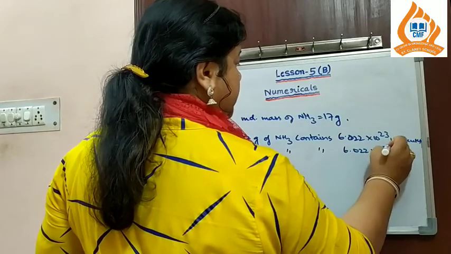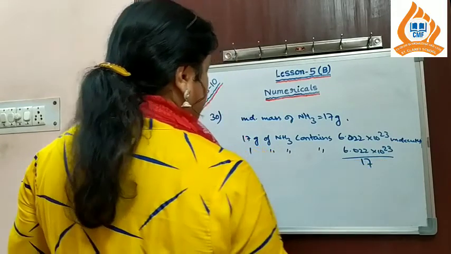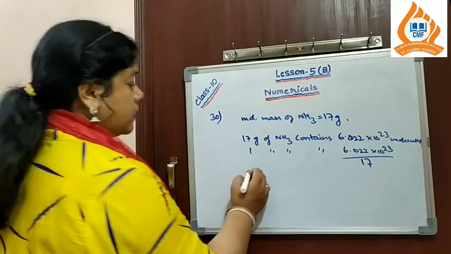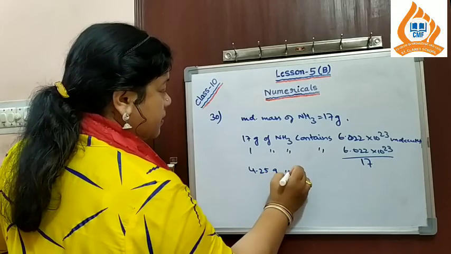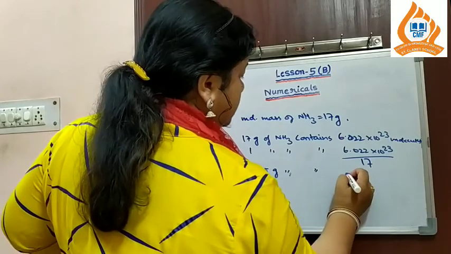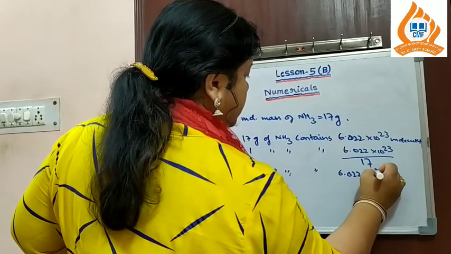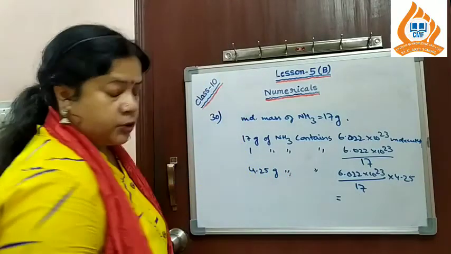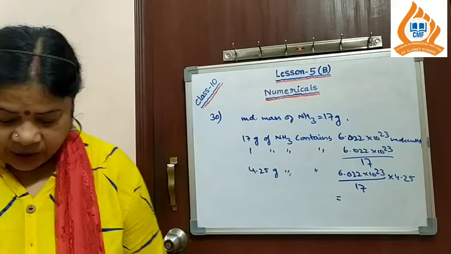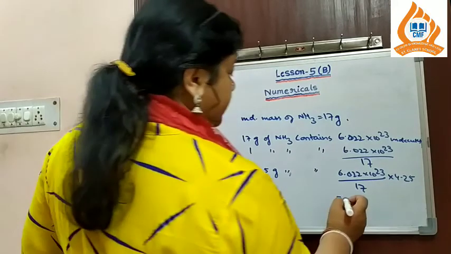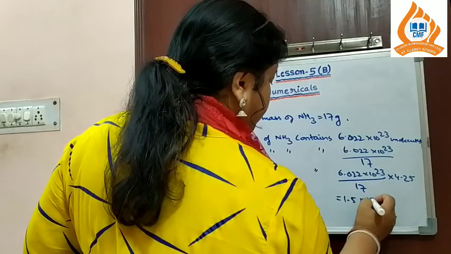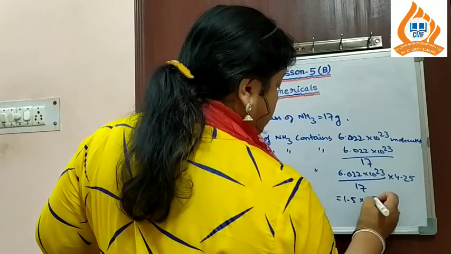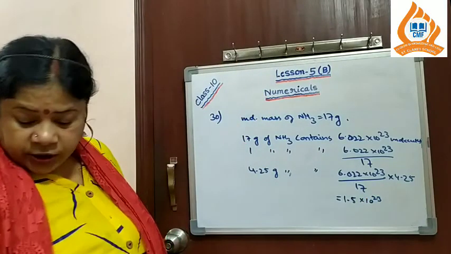1 gram will contain 6.022 into 10 to the power 23 divided by 17, and how much is given in the question? 4.25. So 4.25 grams of ammonia will contain 6.022 into 10 to the power 23 divided by 17 into 4.25. This is equal to, you will just do the calculation, I am directly writing the answer, 1.5 into 10 to the power 23 molecules, it will come out.